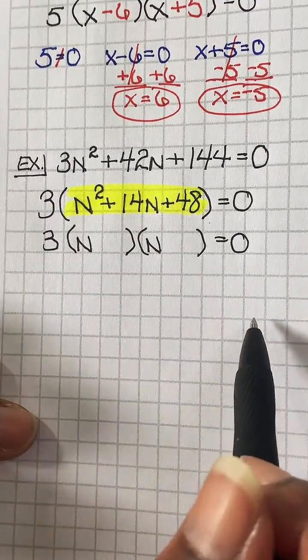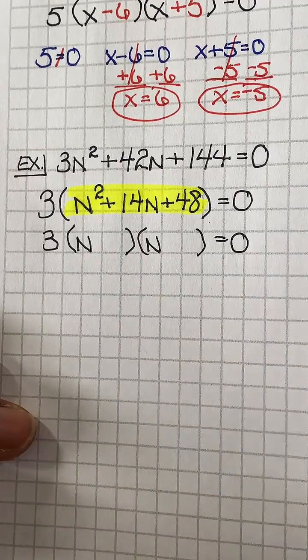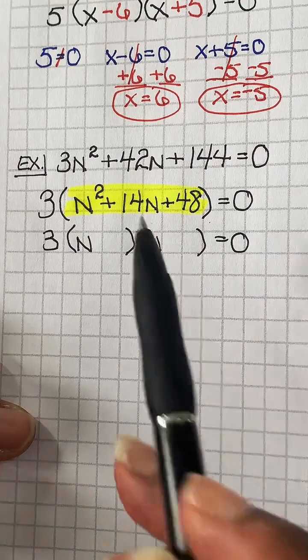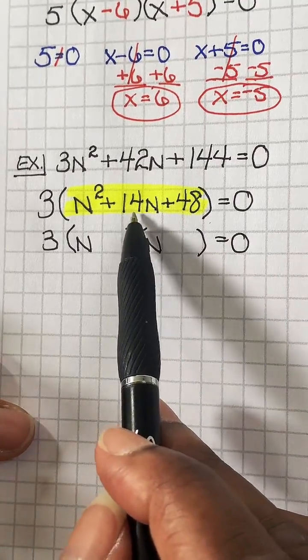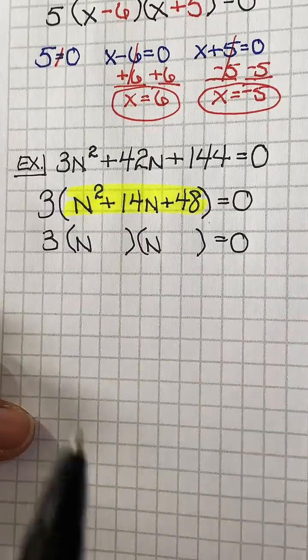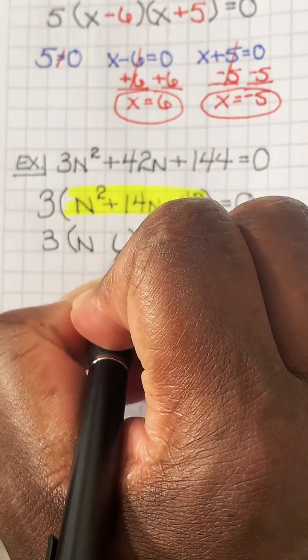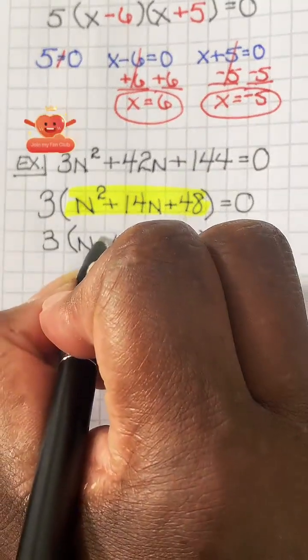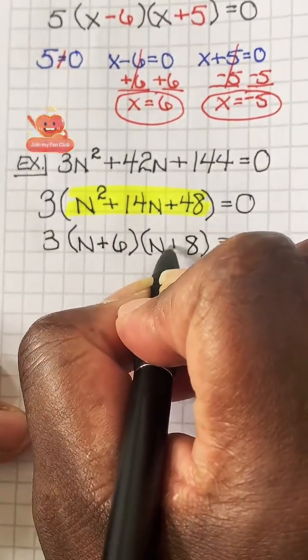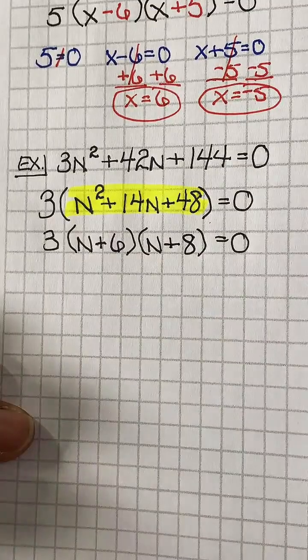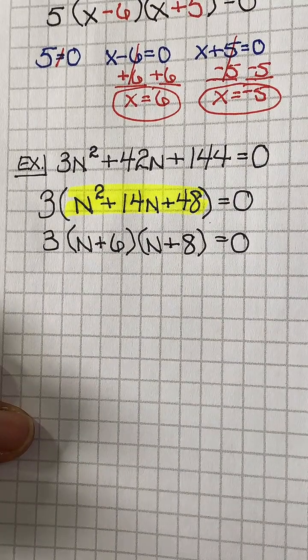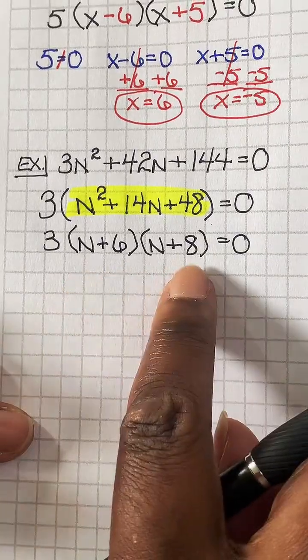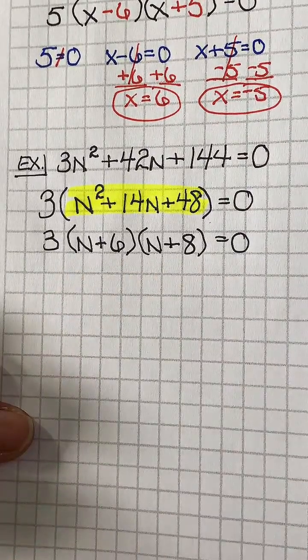So with the 6 and 8s, because if we did the 12 and 4, yeah, that gives me 48, but 12 plus 4 won't give me that 14. That'll give me 16. So if we do a 6 on one side, the 8 on the other, and both of them are positive, so we add the plus sign. All right, now we have our factors.